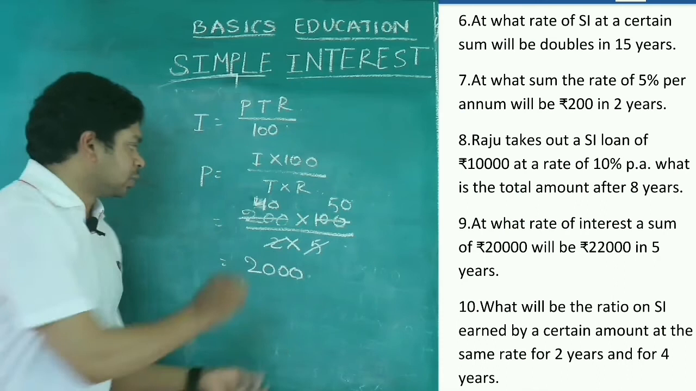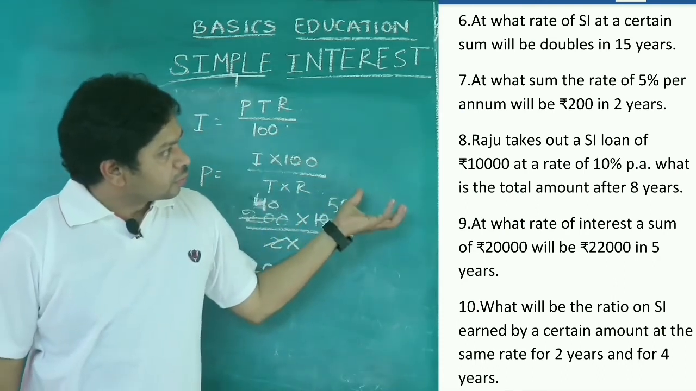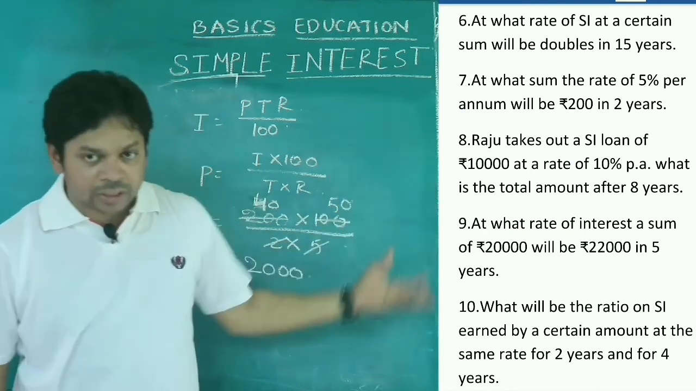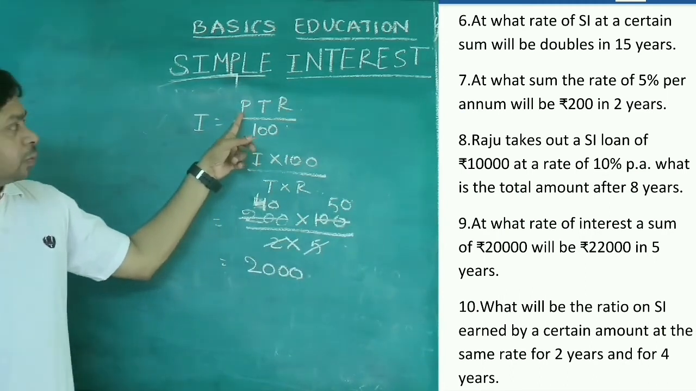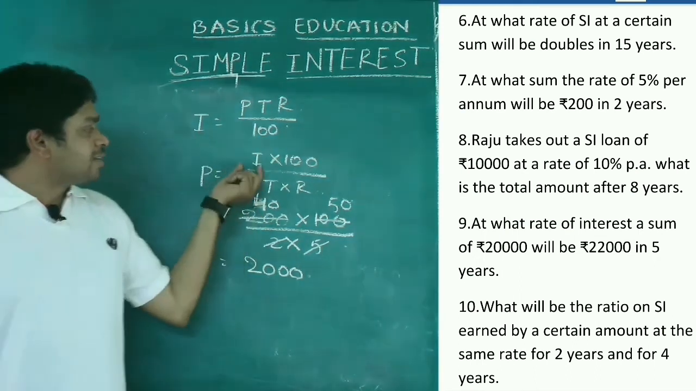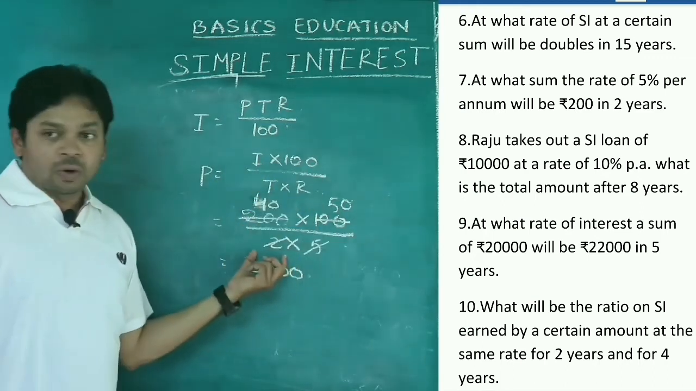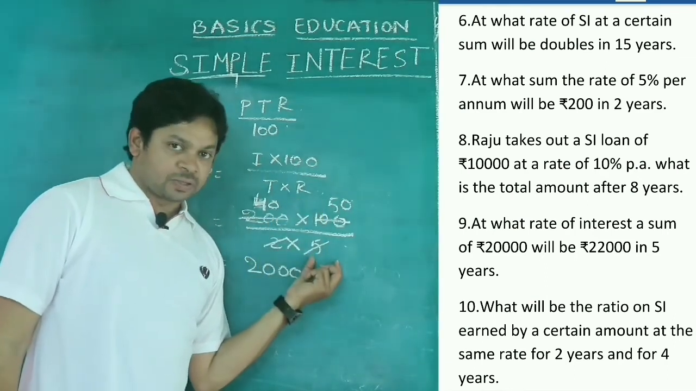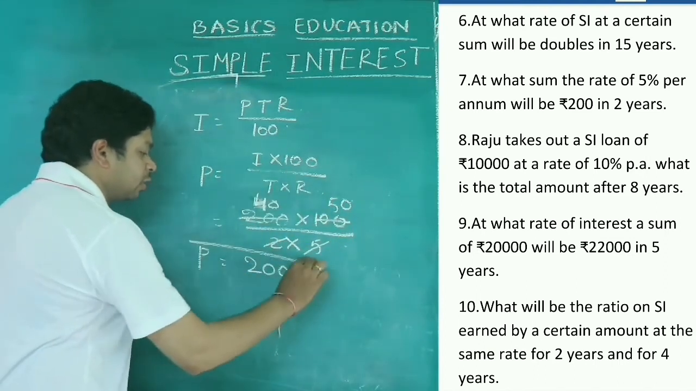Okay, so again I'll tell you. At what sum at the rate of 5% per annum will the interest be 200 rupees in 2 years? From the data we know that we have to calculate the principal. So the principal is equal to I into 100 by T into R. What is the interest he earned? That is 200 rupees, into 100 by the time, 2 years, into the rate, 5%. Then by cancellation, finally we will get 2000 rupees as the principal amount.